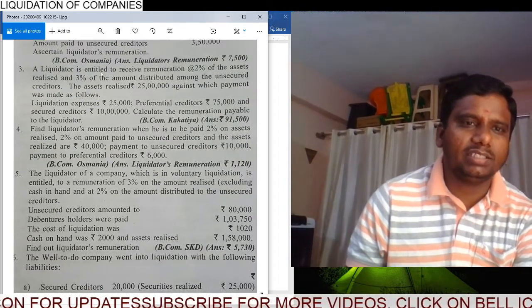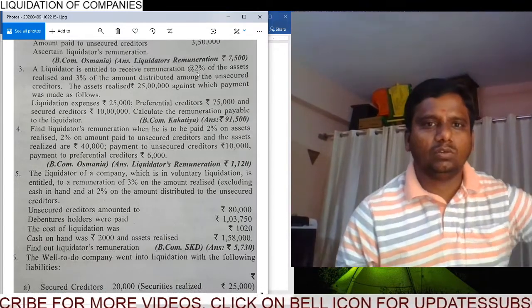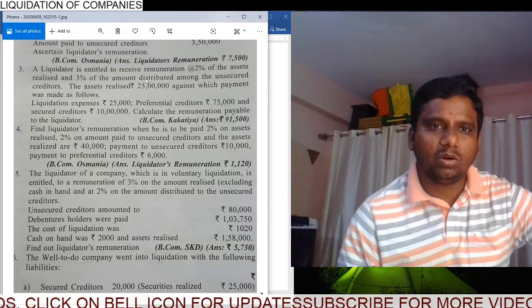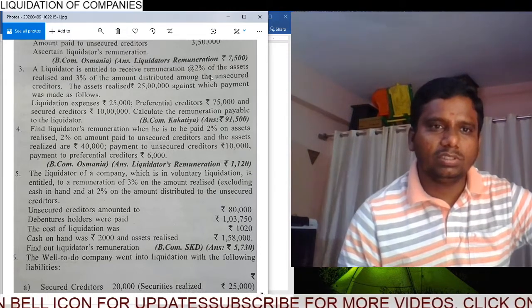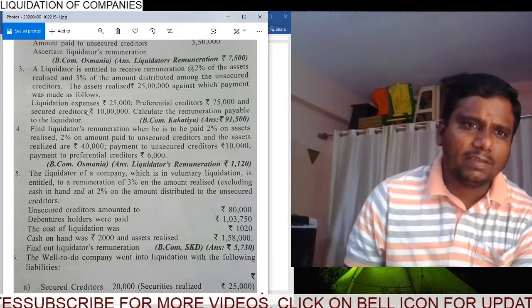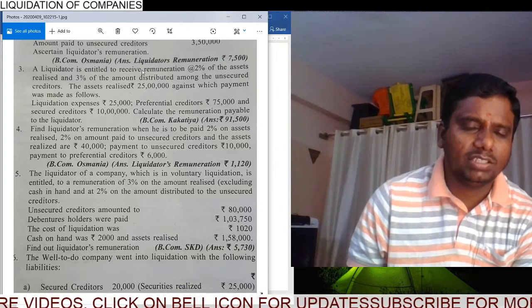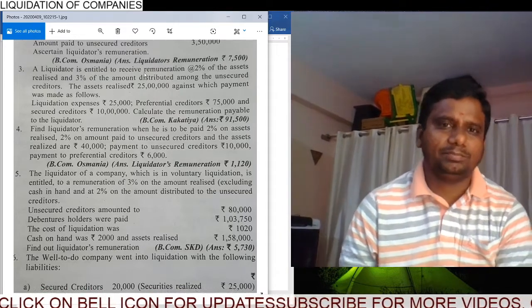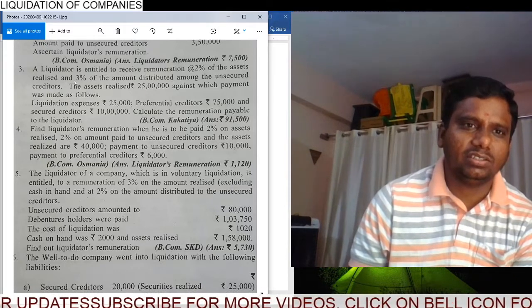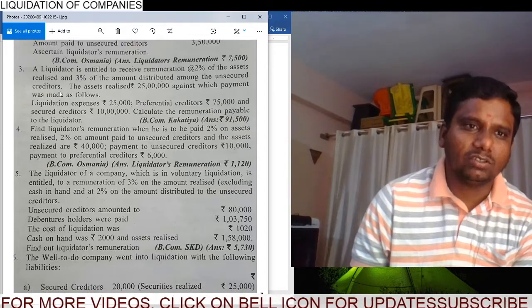A liquidator is entitled to receive remuneration at 2% of the assets realized and 3% of the amount distributed among the unsecured creditors. Students, if you observe, in this problem, the liquidator is receiving his remuneration in 2 ways: 2% on assets realized and 3% on the amount distributed among the unsecured creditors.